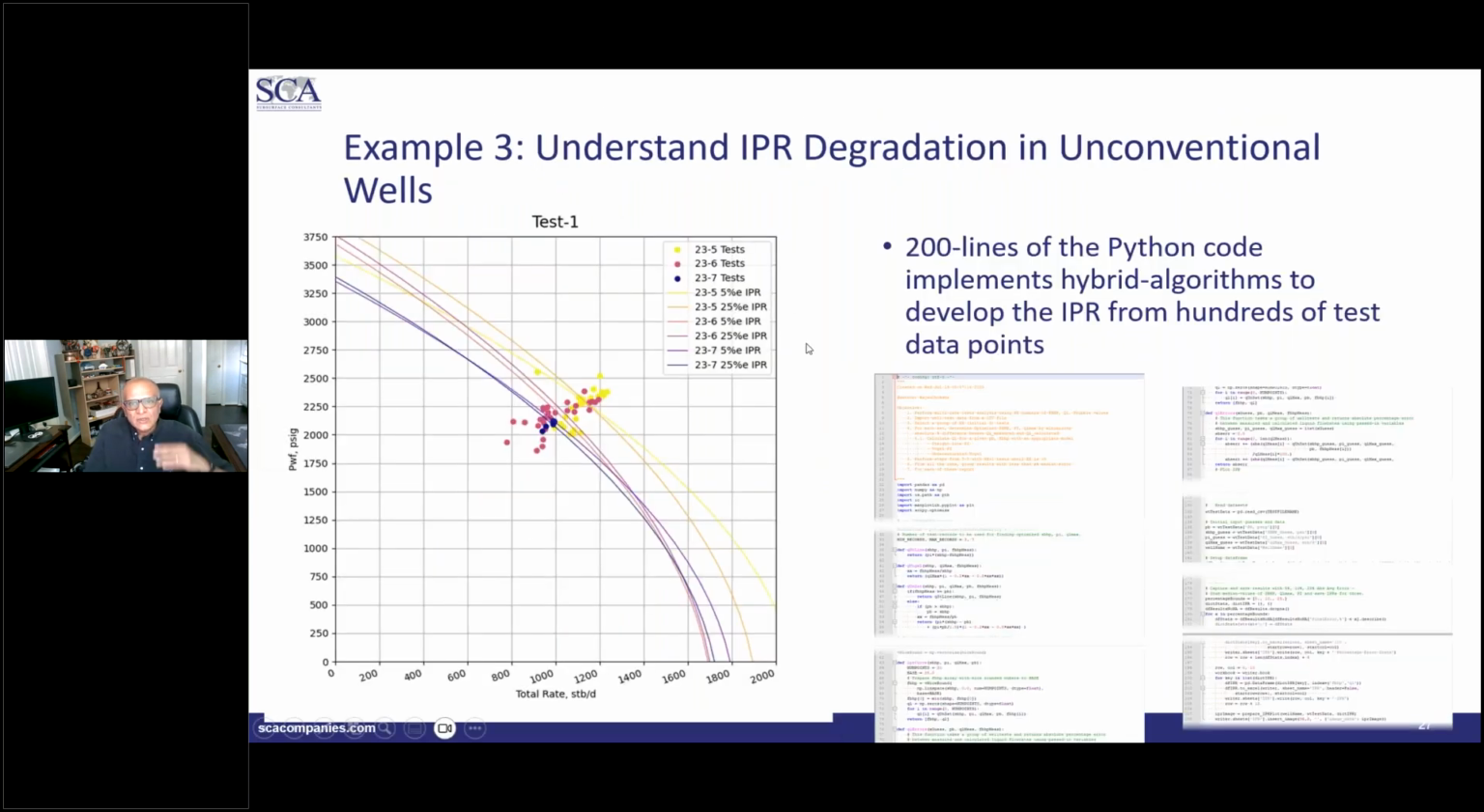Here is another example, and looking at the right side, you're seeing about a couple of hundred lines of Python code that I have written, and I'm not the best programmer, right? Just to perform the analysis for about 7 months' worth of data. In this particular case, the operator was able to measure the data every day, and this is the downhole gauge measurements. We were trying to come up with how the reservoir pressures are changing and how the IPR is changing.